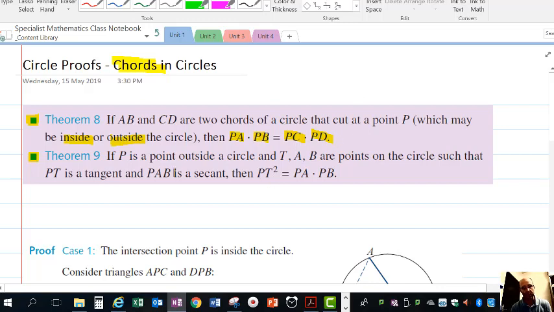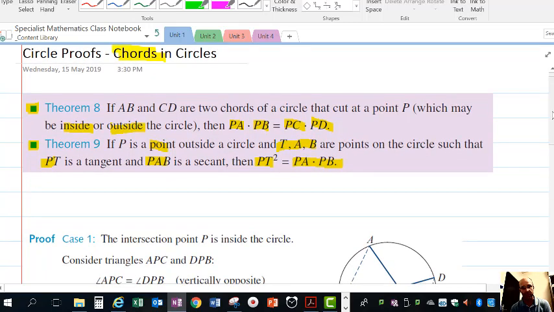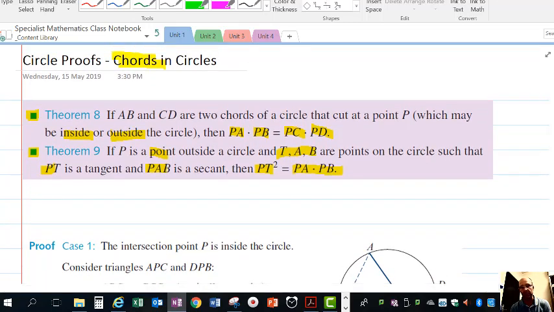Alright. Theorem 9, if P is outside the circle, T, A and B are points on the circle, PT is a tangent, PAB is a secant. We can see that PT squared is PA times PB. So they're our last theorems we're going to learn in this unit of work.